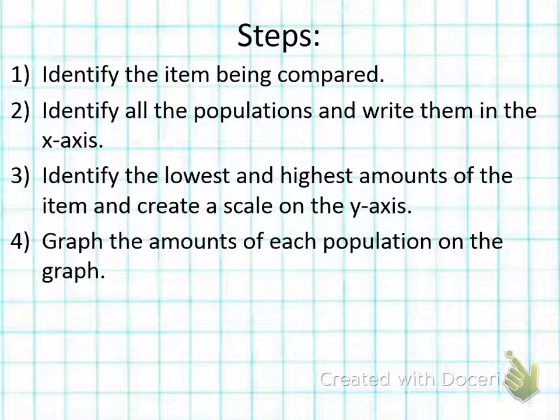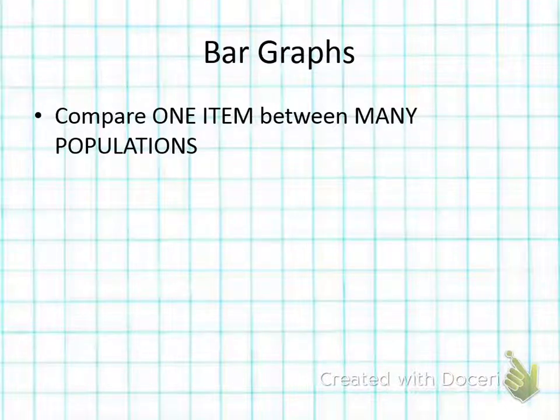We're going to learn how to graph them, but you have to figure out, there's only one item we're comparing. We're going to identify the populations, and we're going to write them down in the x-axis and so forth. I'm going to teach you how to do that. But I'd like you to write this down right now. This is what bar graphs do. They compare one item between many populations, or one thing. I need you to write this down. This is the purpose of a bar graph. It compares one thing to many populations.